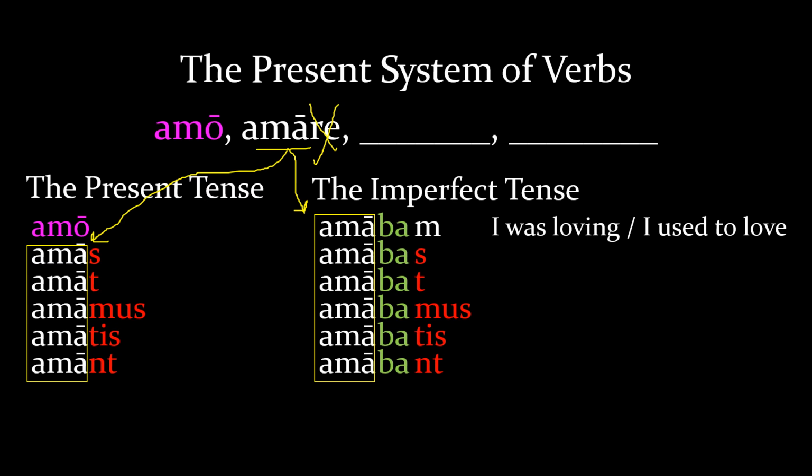So it's very, very similar to the present tense. We just have that BA, and we call that our tense sign. That BA tells us that we're dealing with the imperfect tense. And I like to use BA as a way to remind me that I'm looking back at the past. Okay? And look at the red letters. There they are. Those endings are almost exactly the same.